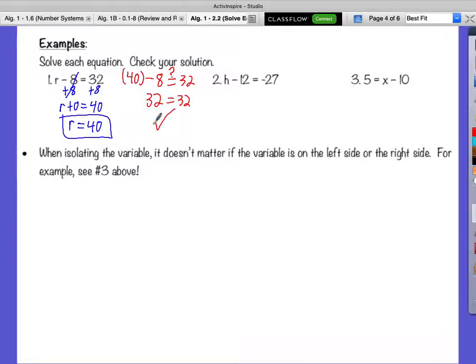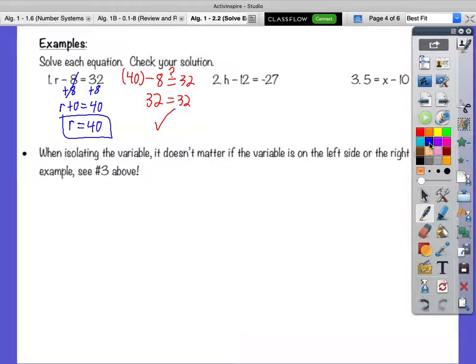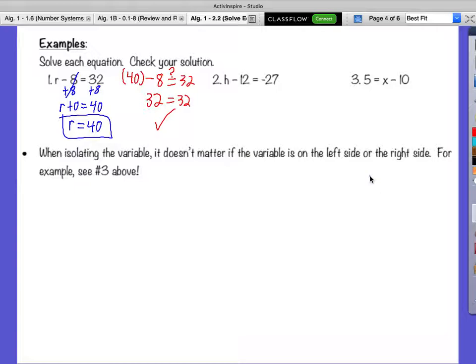Nectaria, why does this feel like we've done it before? You may have started this in 8th grade. Any questions on the first one? Okay, let's go on to the second.